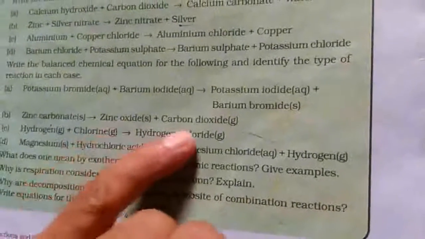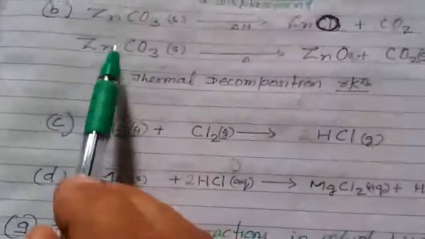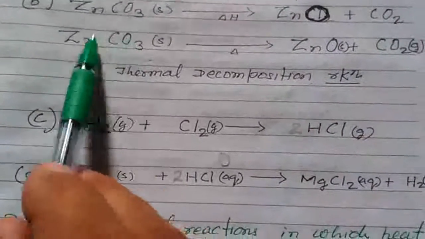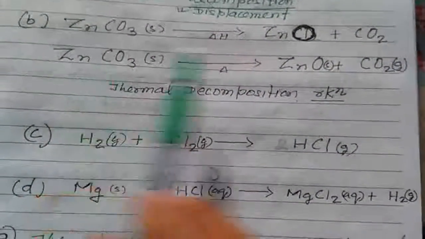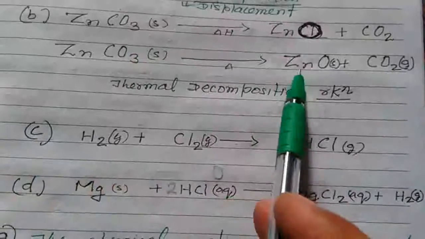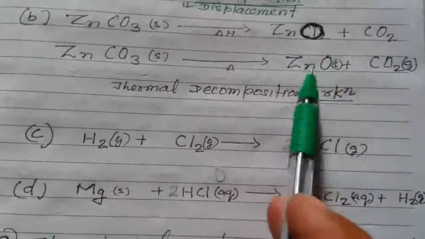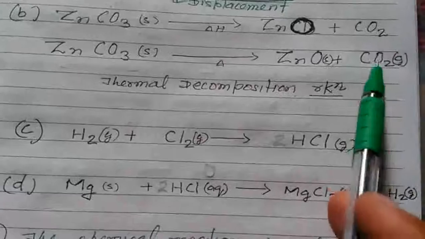Question B. Zinc carbonate on heating produces zinc oxide and carbon dioxide. This is a thermal decomposition reaction. Zinc carbonate: zinc is bivalent, carbonate is bivalent, so the 2s cancel, making it ZnCO3. Zinc oxide, bivalent, the 2s cancel, so ZnO we can write.